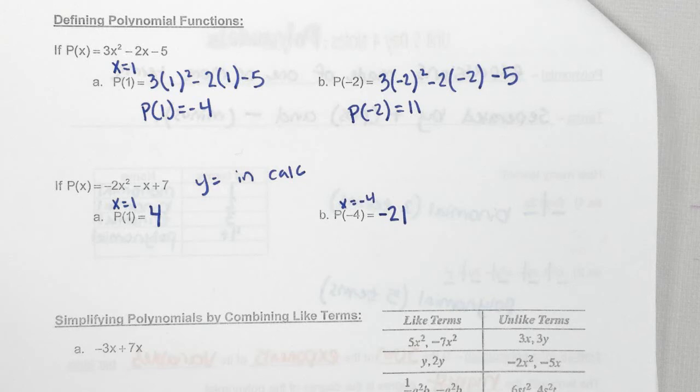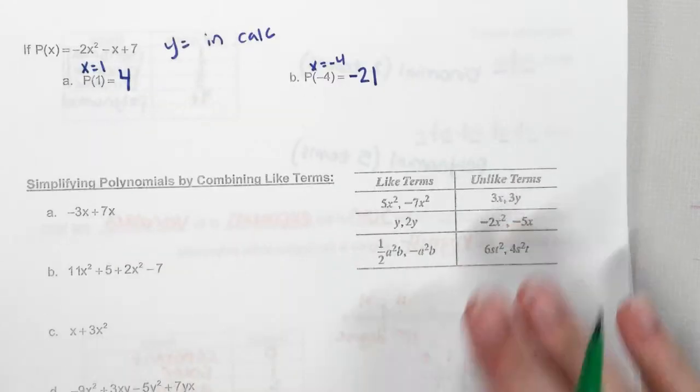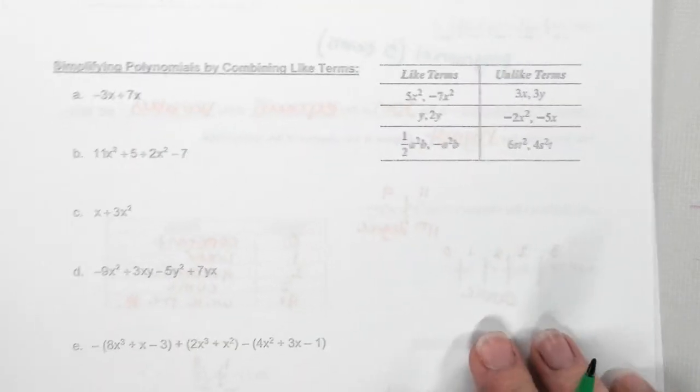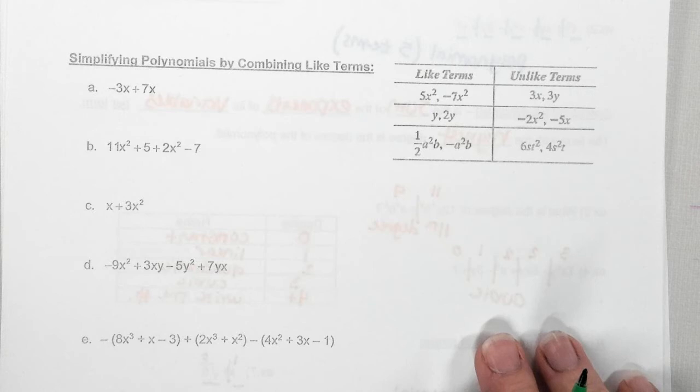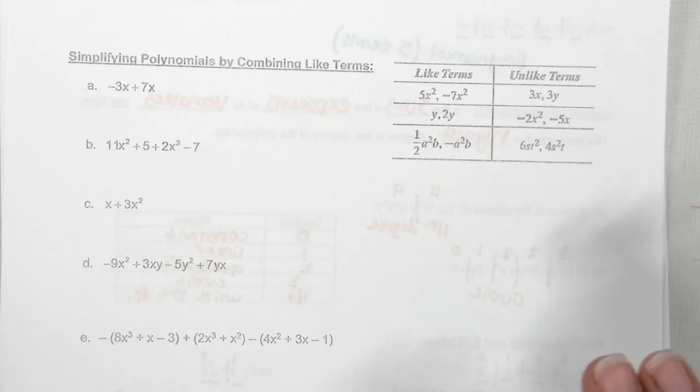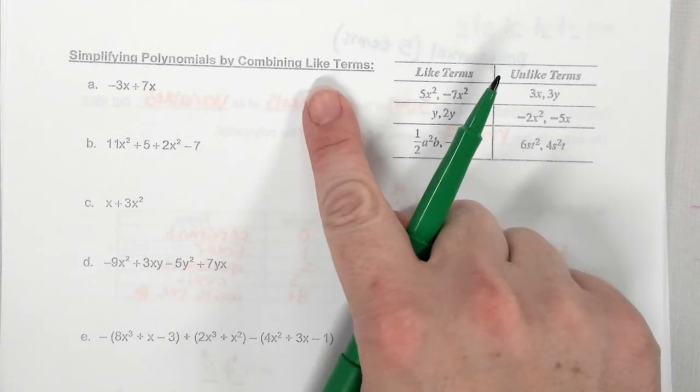Okay, last but not least is simplifying polynomials by combining like terms. So the last 3 days we've been multiplying and dividing exponents, right? But now we're adding things with exponents. Exponents do not change when you're adding or subtracting. The only thing that changes when you're adding or subtracting is coefficients. But the exponents and the variables have to match first. So that's what we mean by like terms.